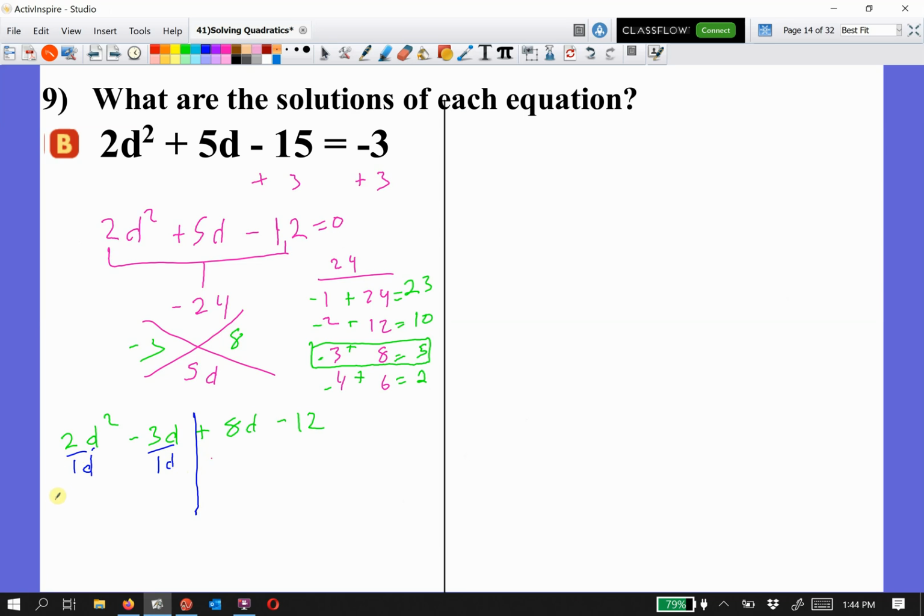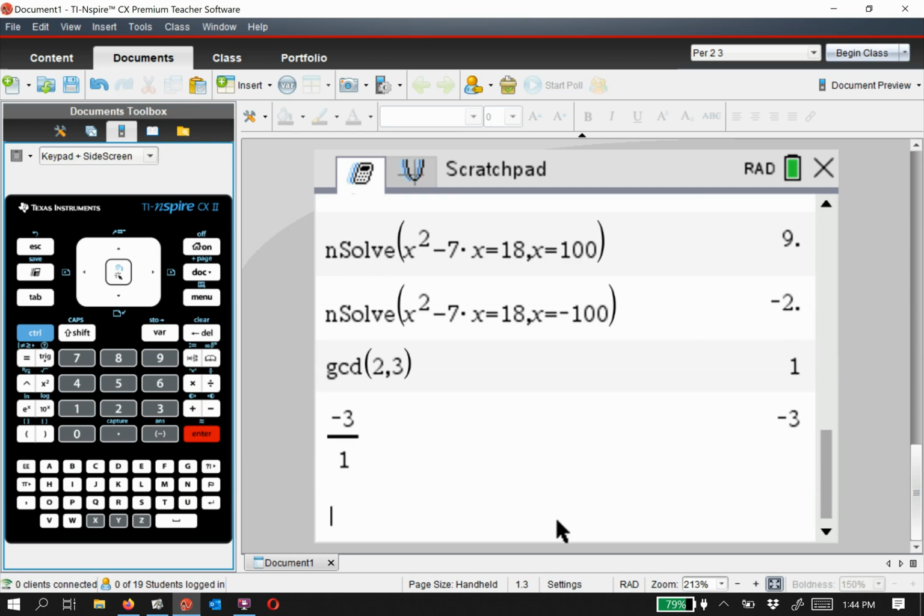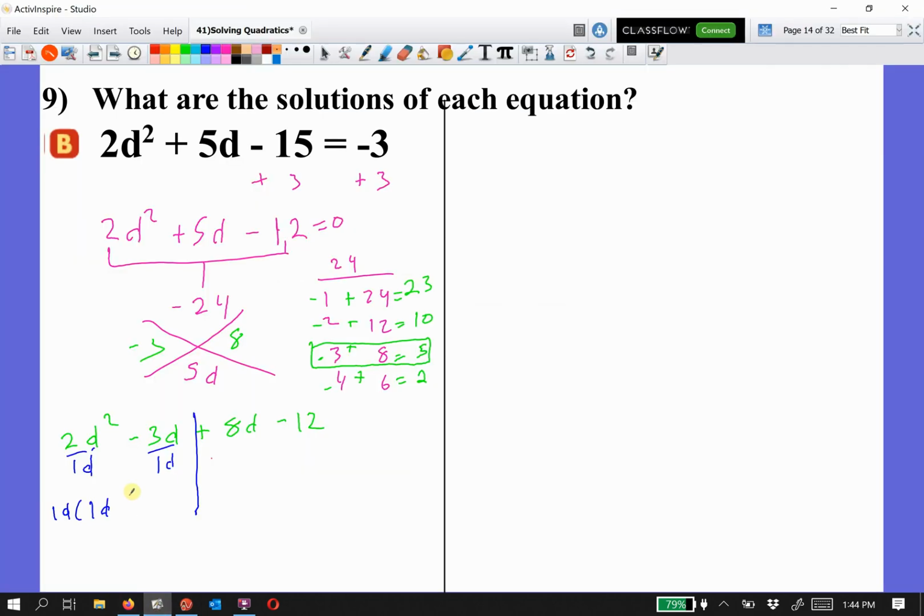So now I've got 1D in front. 2 divided by 1 is... D2 and D1 is D. Excuse me. Negative 3 divided by a positive 1. If you're not sure, please put it in your calculator. Negative 3 divided by positive 1 is a negative 3. Great.